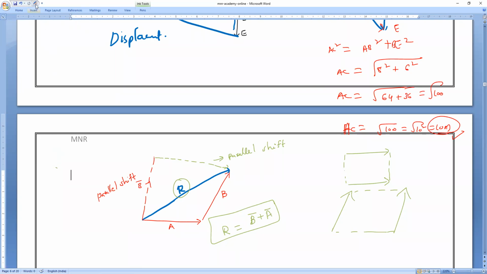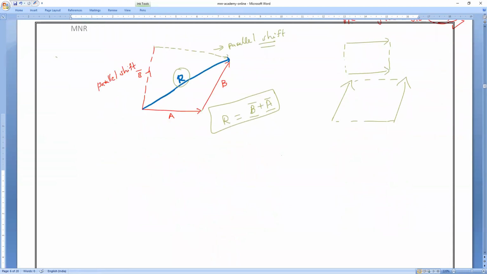If it is a right angle, we can apply the Pythagoras theorem to find the hypotenuse. If they are not a right angle triangle, where theta is more than 90, then the parallel shift of the two vectors, if you extend them and add them, is called the resultant vector. Clear, everybody?